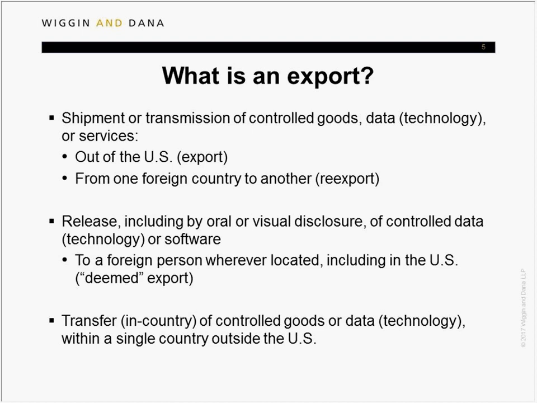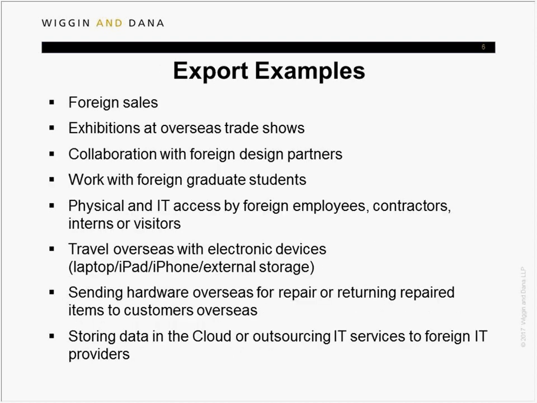If it is to a foreign person, whether that foreign person is in a foreign country or right here in the United States. So if you have a foreign friend visiting you and you have controlled data, if you have a foreign visitor at your facility, if you have a foreign customer come to the facility, all of these can result in exports. And finally, a transfer within a foreign country from one location to another is also a controlled event, and that's known as an in-country transfer. So as you can see, it's a very broad scope of controls.